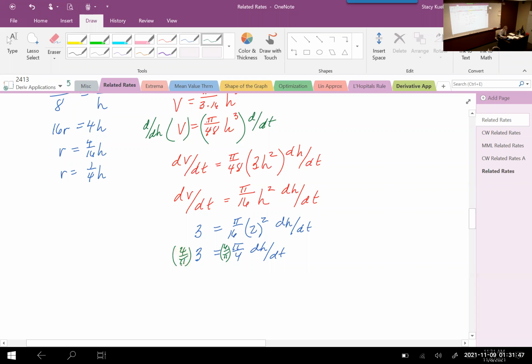And I get 12 over pi, which is the same thing as, what's that to 3 decimal places? 3.820. Meters per minute. All right.